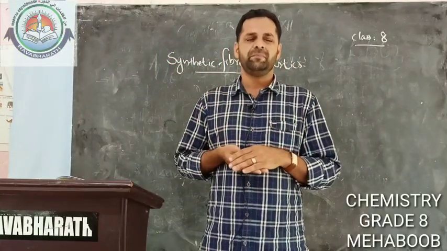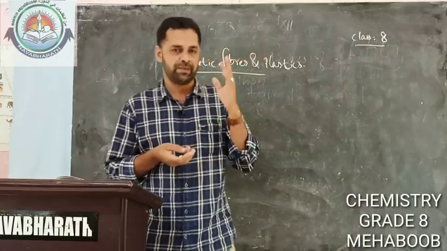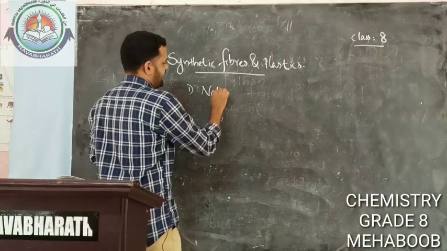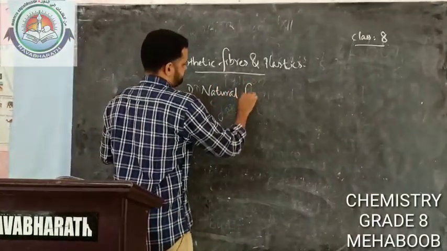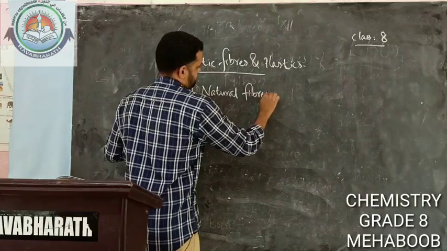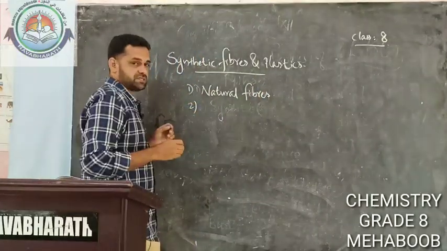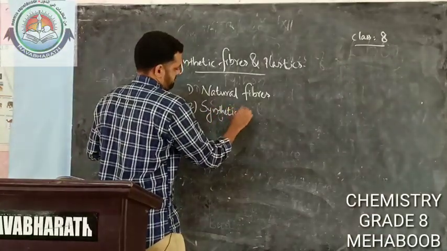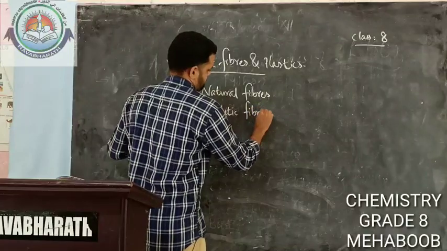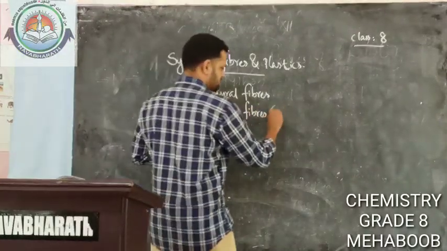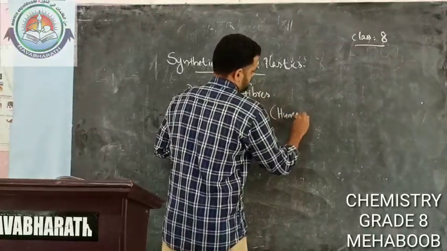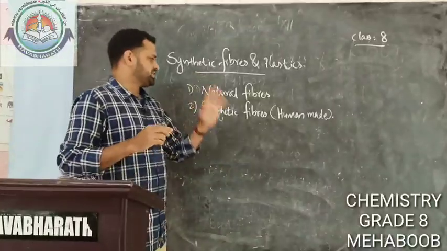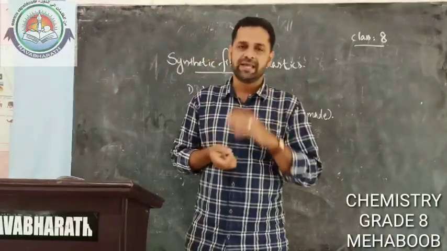So these fibers are mainly of two types. First one, natural fibers, and the second one is synthetic fibers. Synthetic fibers are otherwise known as human-made fibers. So the first one is natural fiber. So what is a natural fiber?